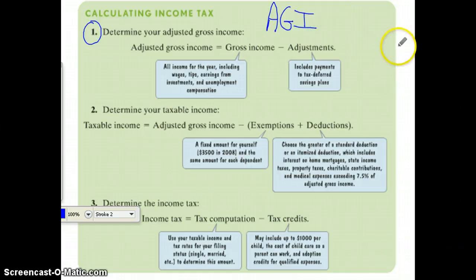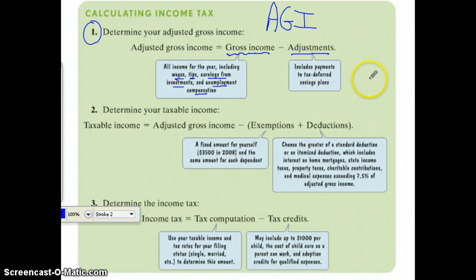Okay, so your adjusted gross income is a key number in figuring out your taxes, and it's found out by taking your gross income minus any adjustments. Now let's talk about your gross income for a second. Gross income is all income for the year. That includes all your income, wages, tips, earnings from investments, and actually unemployment compensation counts also for income. So you take your gross. This is all the money that you brought into your home. And then what you do is you subtract these things called adjustments.